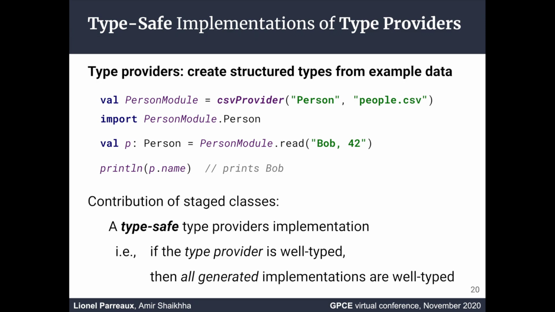What we mean by type-safe in this context is a stronger notion than usual. Not only are the generated type implementations checked by the host language, but they are in fact guaranteed to be well typed by construction of CSV provider itself. This means that as long as our implementation of CSV provider type checks, we can be sure that it will only generate type implementations which themselves type check.